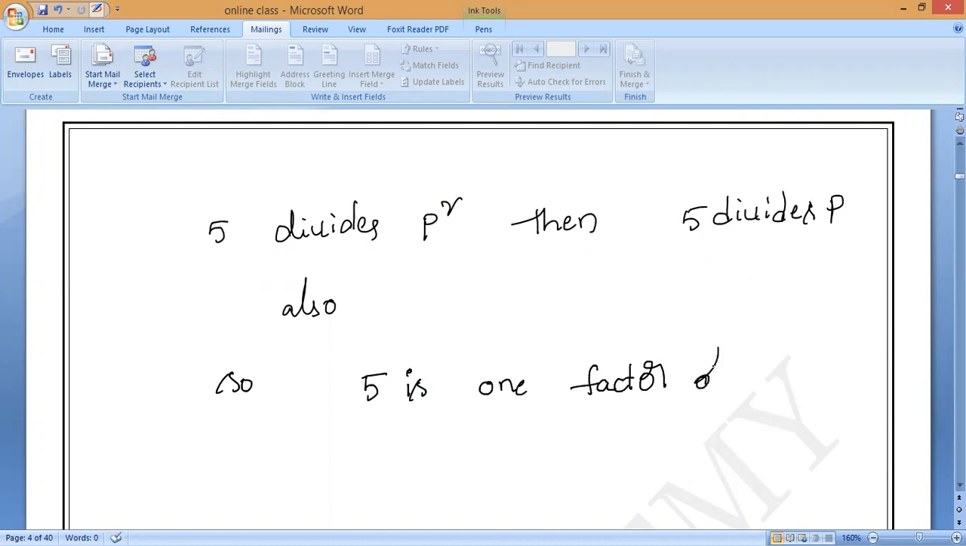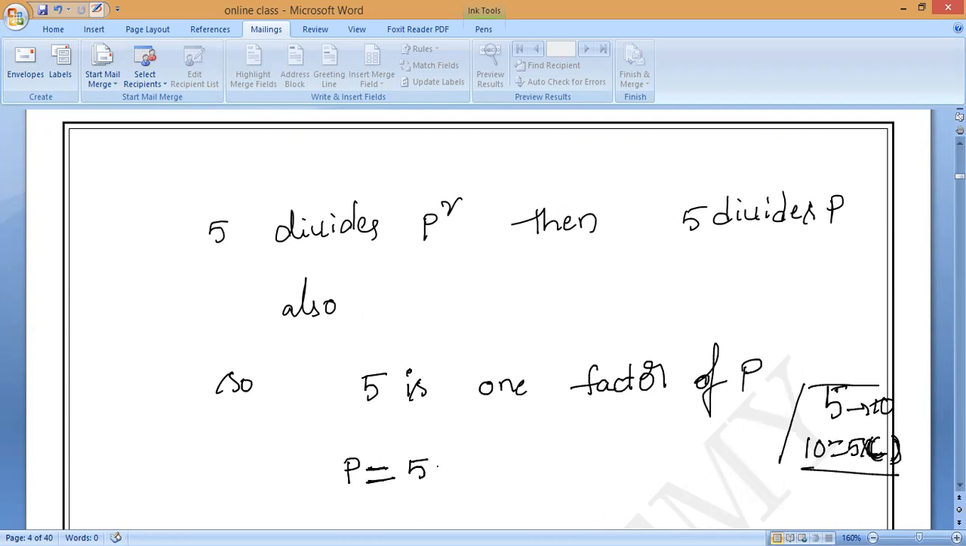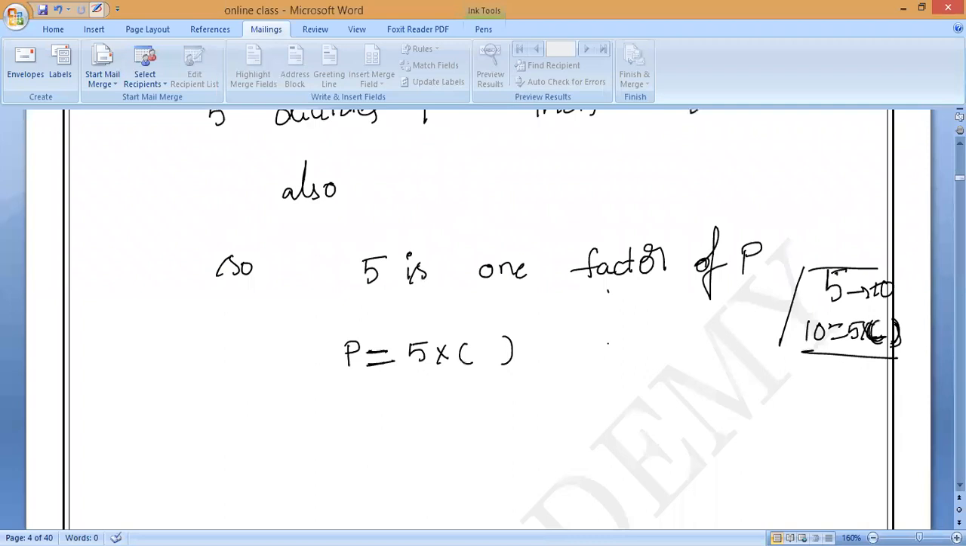So p equal to, how to write? Suppose 5 is the factor of 10. How to write? 10 equal to 5 into some number, correct? 5 into 2, we already know 5 twos are 10. Suppose we don't know, then 5 into some value, correct? Do you understand this step? Any doubt till here, ask me. 5 is one factor of P, so P equal to 5 into some number.